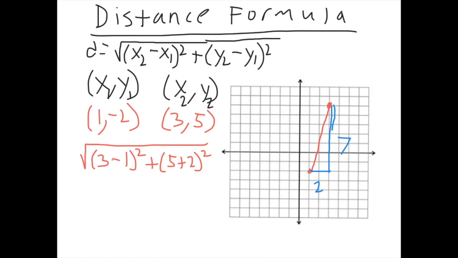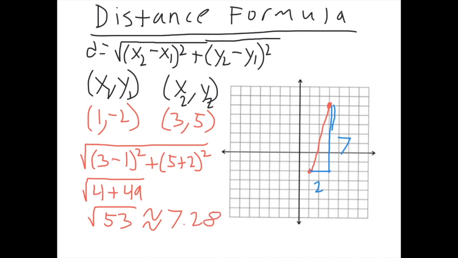So, like we said, 3 minus 1 is 2, and 2 squared is 4. So we have the square root of 4 plus, and then 7 squared is 49. So the square root of 4 plus 49, 4 plus 49 is 53. And then on a calculator, the square root of 53 is about 7.28.